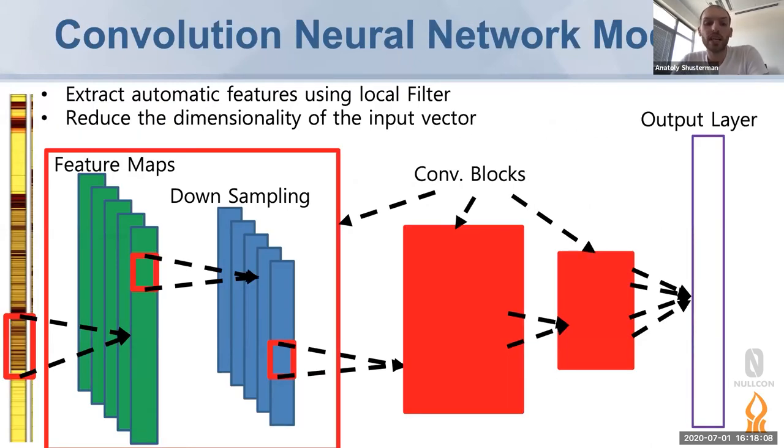The model we used is a convolutional neural network. It extracts automatic features using local filters. It's like the models used to identify photos and pictures, but in one dimension. We had to reduce the dimensionality of the input vector, so we use downsampling layers. And we know that in a deeper network, the layers can find more complex patterns over previous layers. So we use three layers there, and the output vector is the probability of each website label.